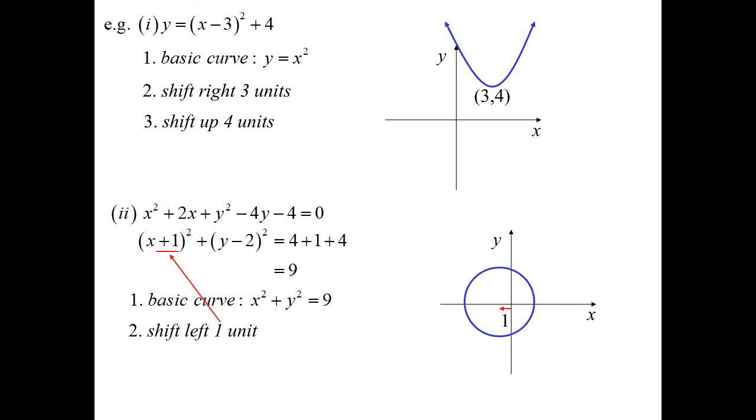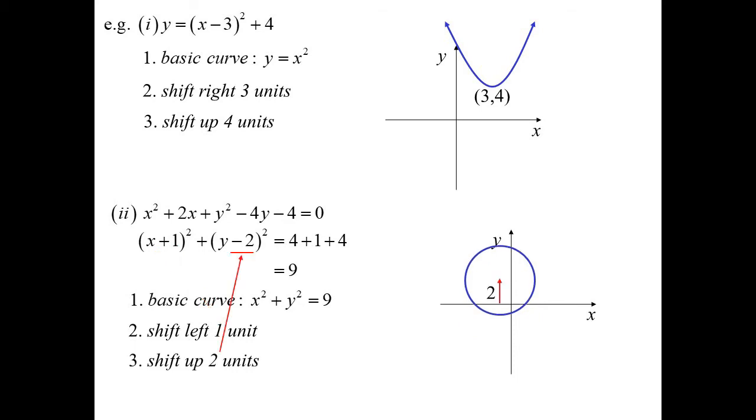The 1 grouped with the x tells me I've shifted it left 1 unit. I'll move it there. This time the 2 is grouped with the y. Grouped with the y tells me I've shifted this one up 2 units. And so the centre is now at minus 1, 2. I didn't actually label what the radius was. I probably should have done that. So the radius is 3 units, of course.